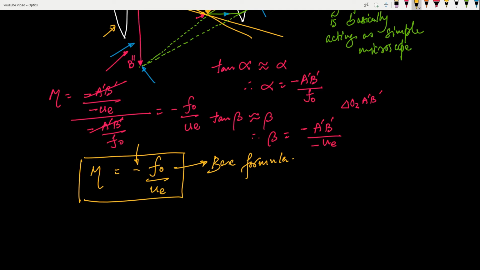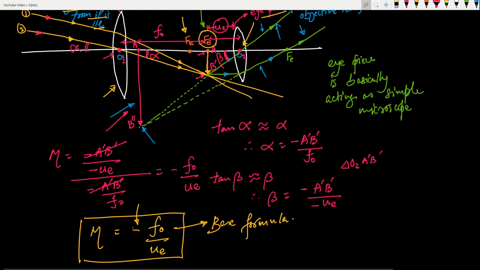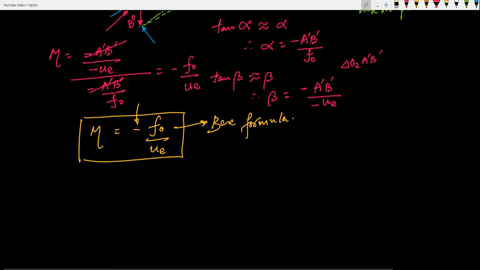That is just the magnitude part. What does this negative sign signify? The negative sign signifies that the image that is formed is inverted in nature. I've explained this concept earlier. Whenever magnification is negative, that means the image formed is inverted in nature, nothing else. So this is simple.